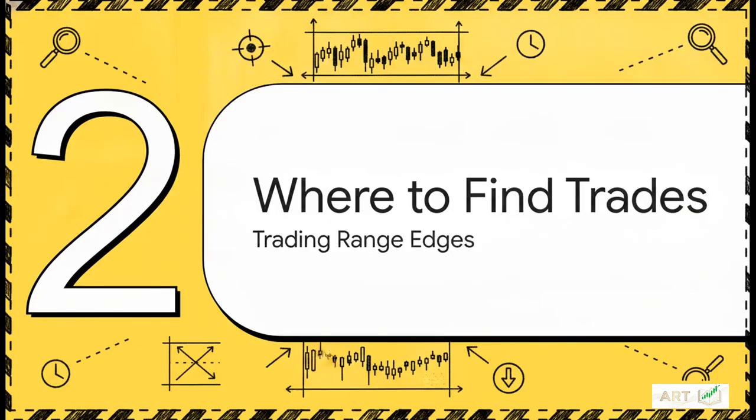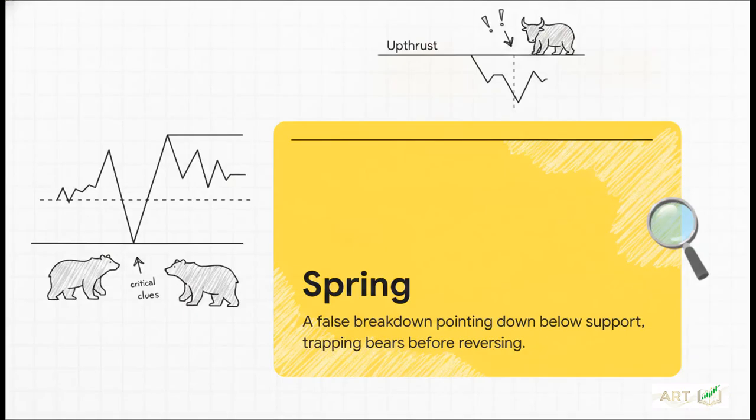Section 2. Where to find trades. Now, trading ranges don't always give us perfectly set patterns, but their boundaries get repeatedly tested as buyers and sellers fight for dominance. And the most critical clues? They happen right at these edges, especially during those deceptive false breakouts. We've got two key terms to remember here. First, a spring. That's a false breakdown pointing down below a support line. Second, an upthrust, which is a false breakout pointing up above a resistance line.